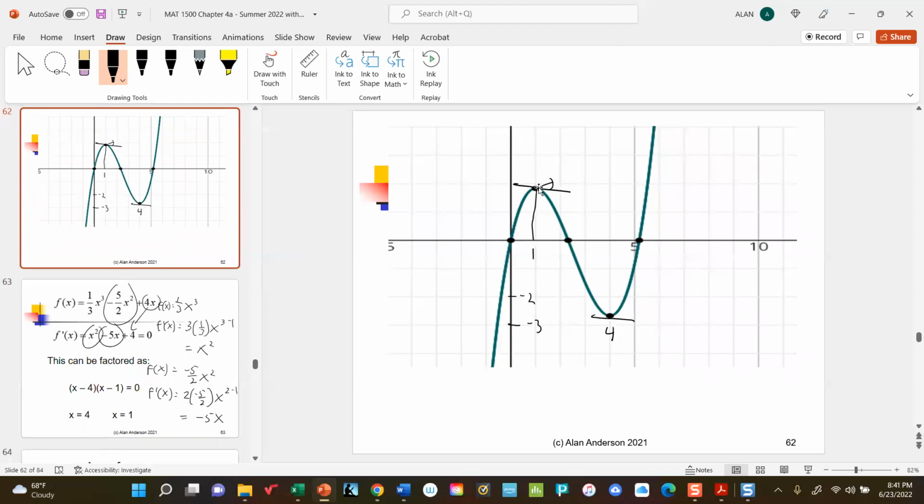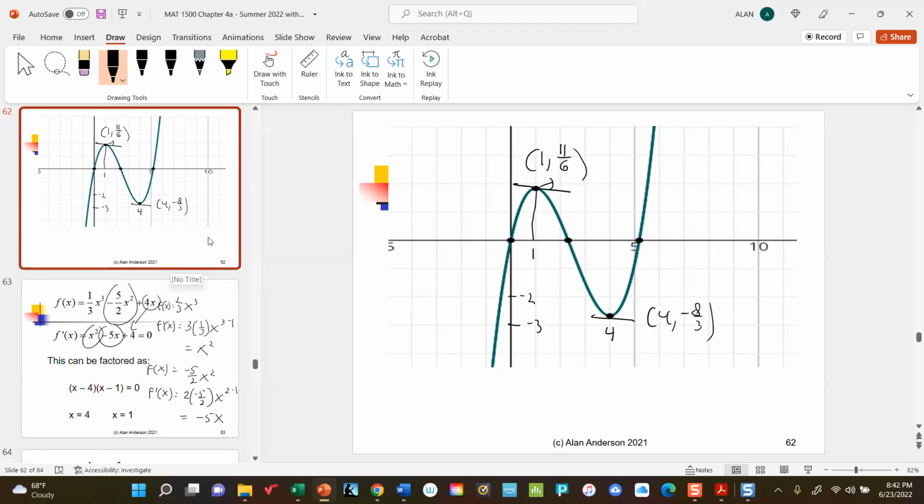And again, you can see we didn't quite reach 2, but it's close. So this is the point, 1 comma 11/6. And this is for -8/3. So those are the two extrema. Okay, now, how do we know which is which?